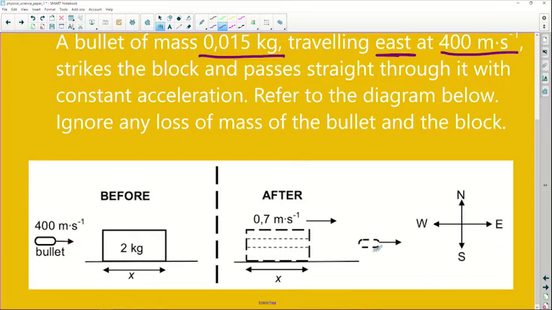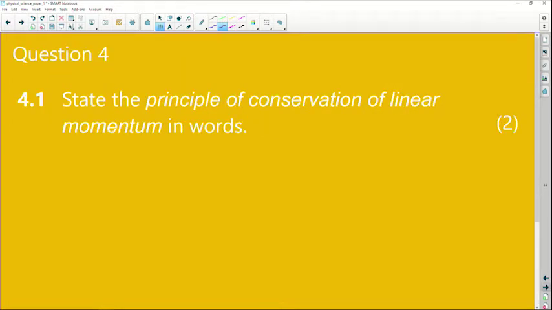So obviously what happened in this situation is that the bullet has transferred some of its momentum to the block. So this problem is all about momentum. So let's move on and see what the first question is. They say here, state the principle of the conservation of linear momentum.